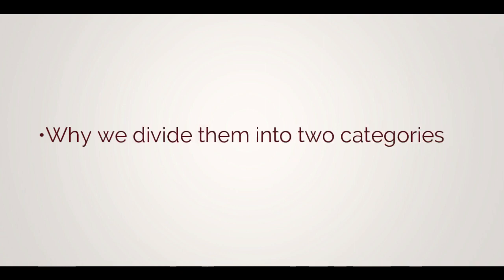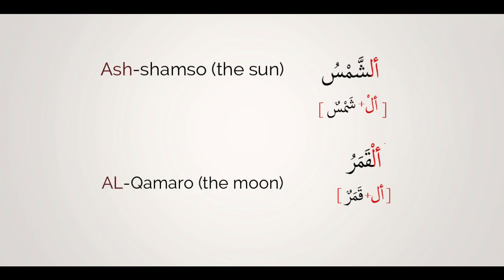To understand why we do that, look at the following two nouns. Ash-shamsu, which means the sun, and al-qamaru, which means the moon. From our previous video, you would be able to remember that the two letters alif lam in both of these nouns are called the definite article of the Arabic language. Al, the definite article of the Arabic language.